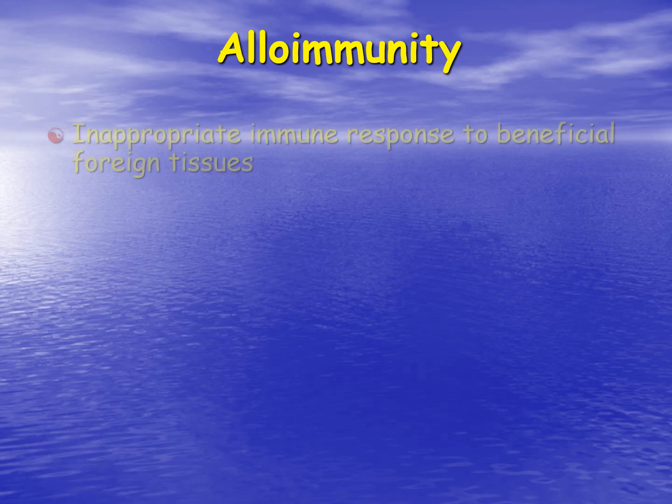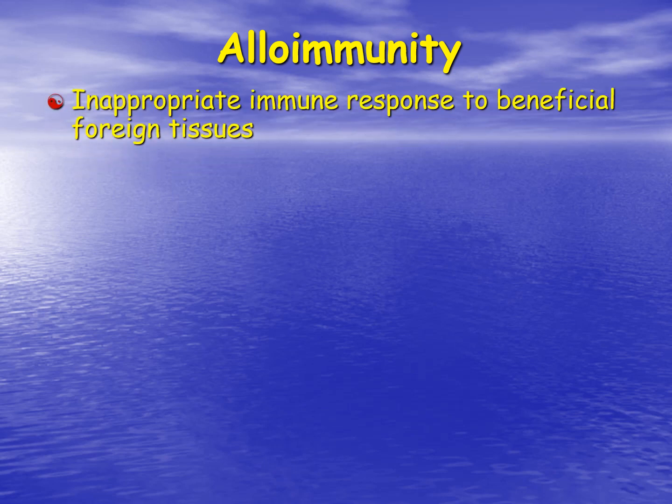Now, alloimmunity. This is the inappropriate immune response to beneficial foreign tissues, so transplants primarily. We can see 3 types of rejections with transplanted tissues. Hyperacute rejections are very uncommon as these occur immediately upon restoration of blood flow into the donated tissue.